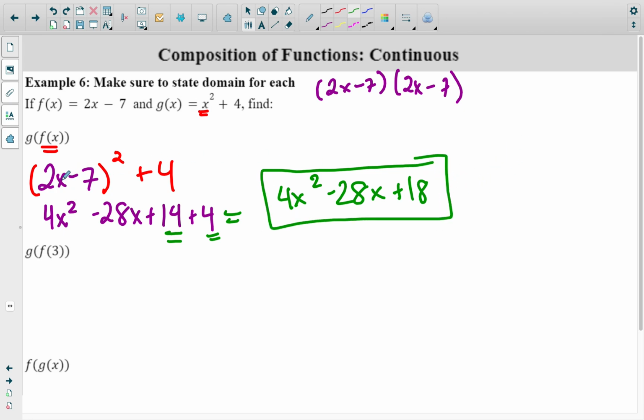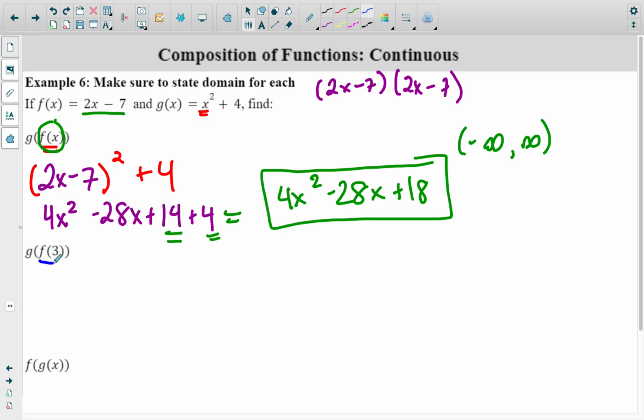Our domain. What's nice about this problem is that all functions are good with all real numbers. Okay, negative infinity to positive infinity. We can plug anything in for x here. We can plug anything in for x in our inside function, right? This f of x, we can plug anything in for x there, so our domain carries through to be negative infinity to positive infinity.